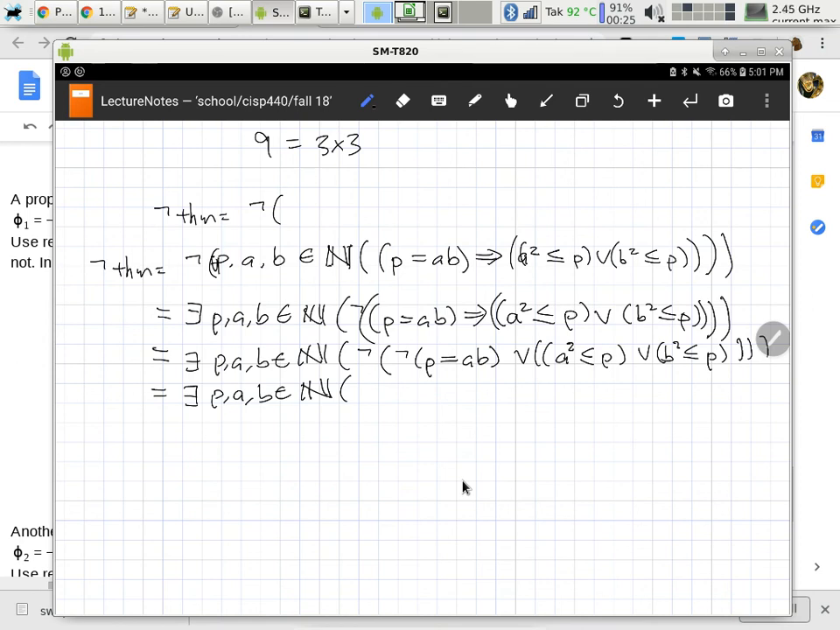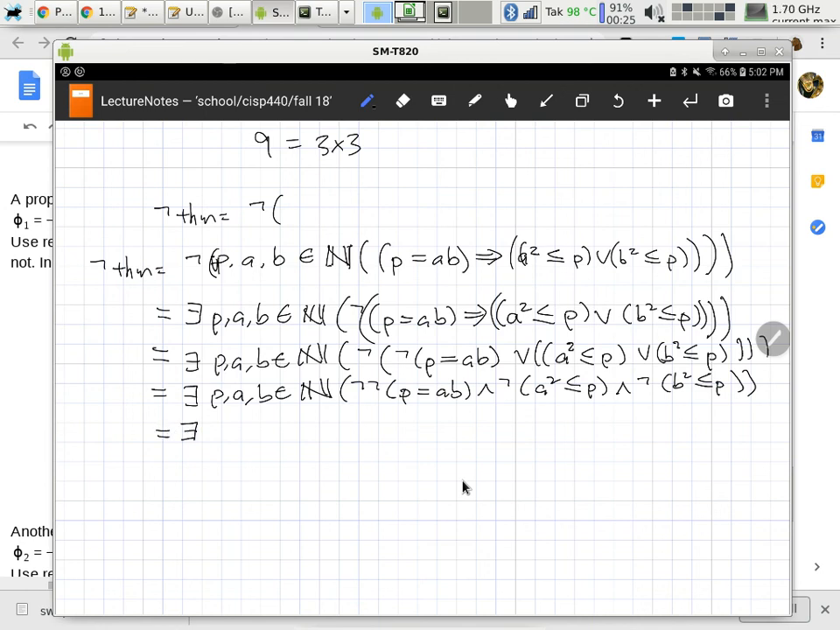So as it turns out, De Morgan's law is really handy because as long as you have blah, blah, blah, or blah, blah, blah, or blah, blah, blah, you can apply De Morgan's law once and negate every single term and then change all the disjunctions into conjunctions, okay? So that turns out to be super handy because now we can say not P equals AB and not A squared is less than or equal to P and not B squared is less than or equal to P. So we have fewer parentheses to deal with this time.